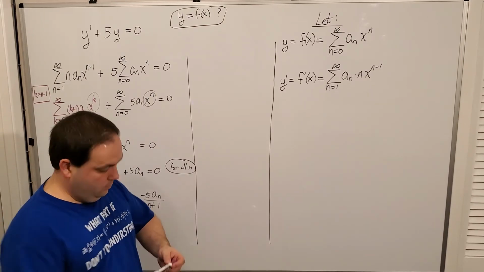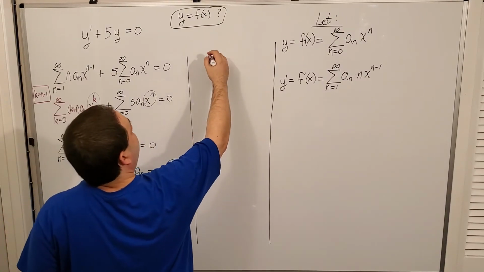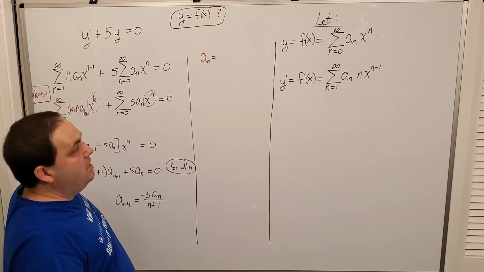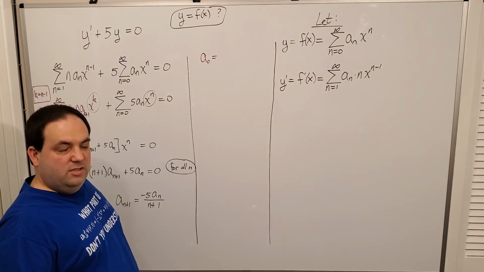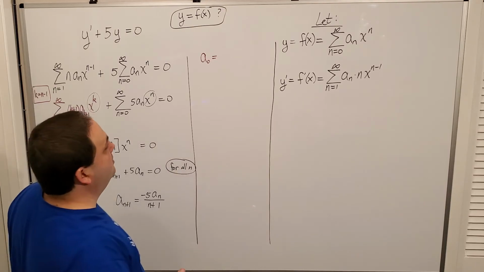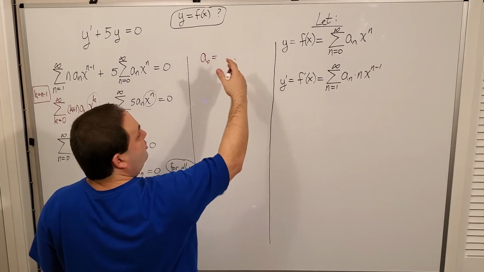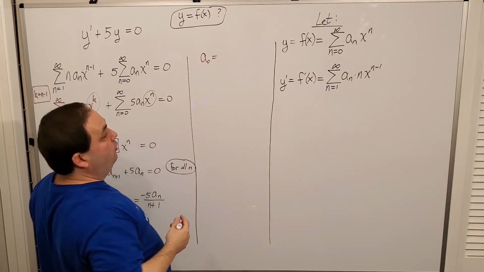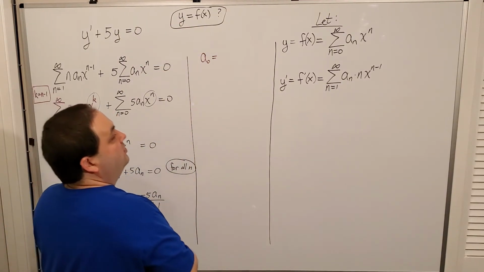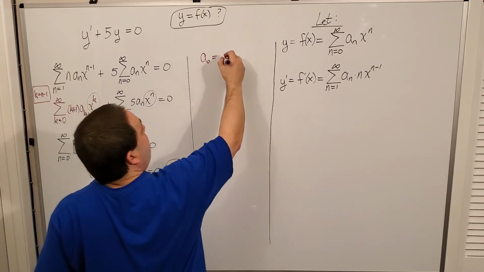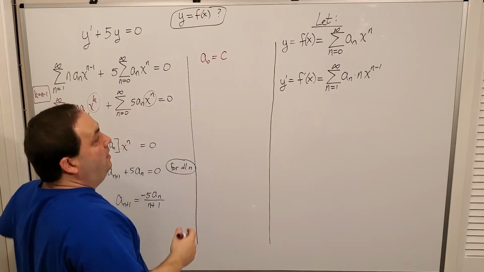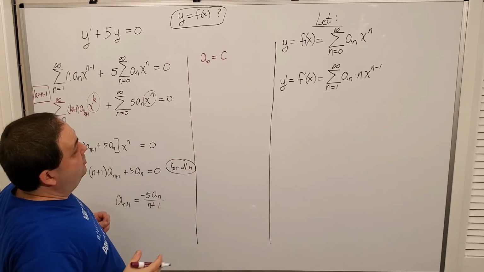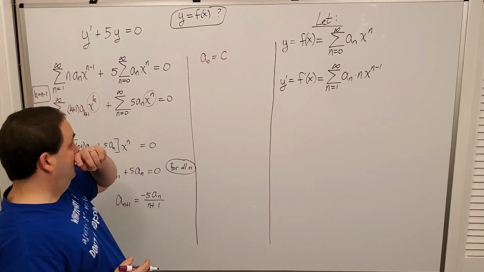I'm going to start with A0. Let's let A0 just be some constant, some number. It doesn't really matter what it is. To actually figure out what that is, you would have to have more information, like I said before, like an initial value problem or something. So let's just call it something like C, right? Not the center, I'm not talking about the series over there. It's just some number, a constant, okay?